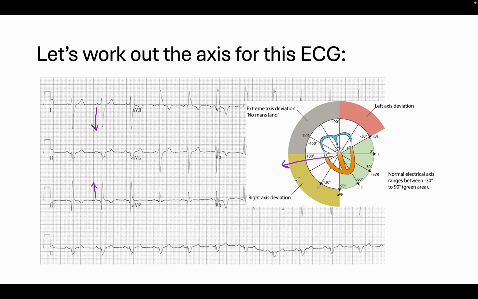Right and left axis deviation can be physiological in some cases, especially left axis deviation, and they can sometimes be associated with certain pathology. So in the case of right axis deviation, it might be associated with right ventricular hypertrophy, where the right ventricular wall has started to become enlarged, and that's why more of the electricity is going towards it. It can also be associated with certain respiratory pathology as well, because that's all involving the right side of the heart.